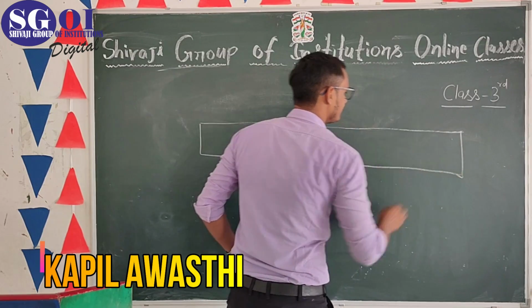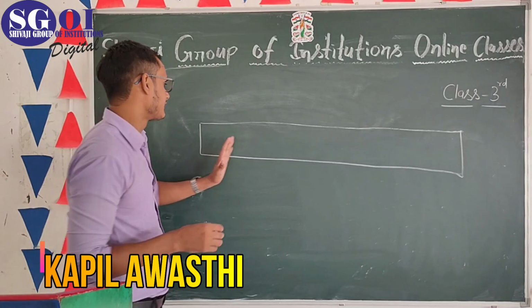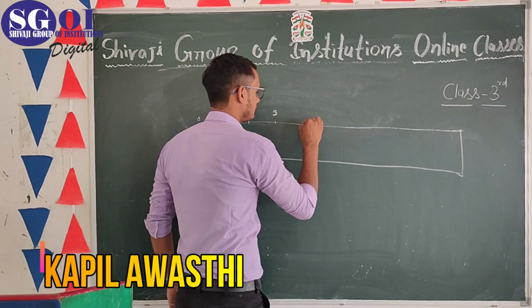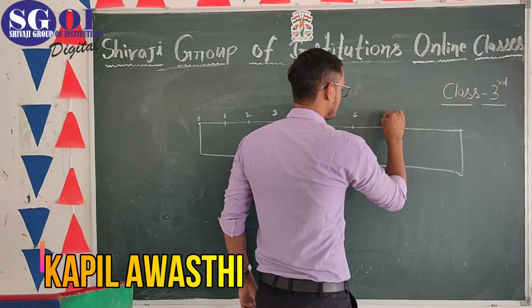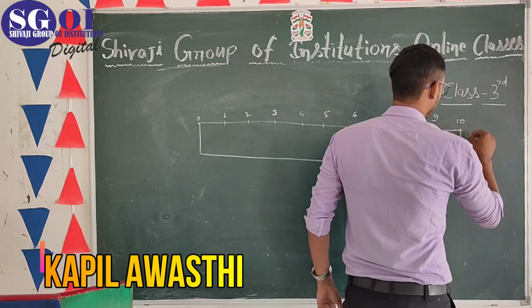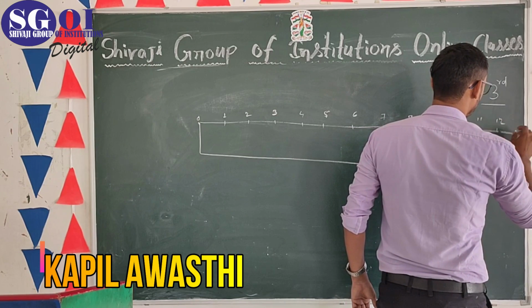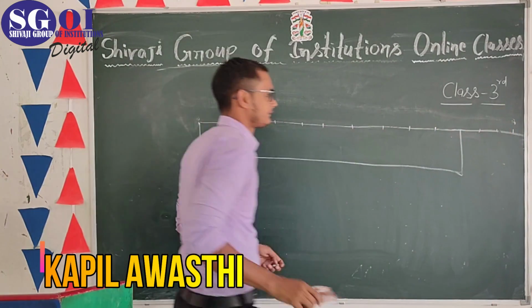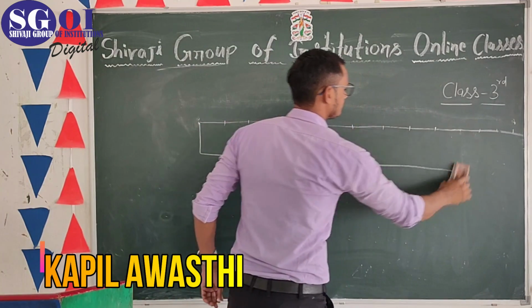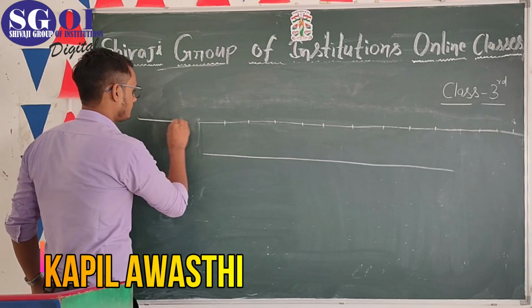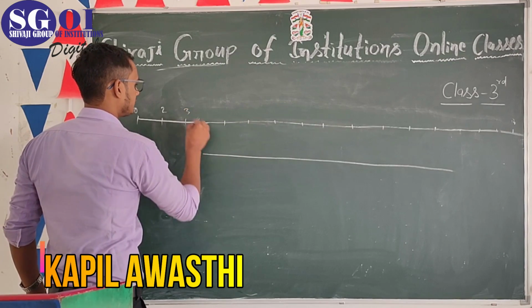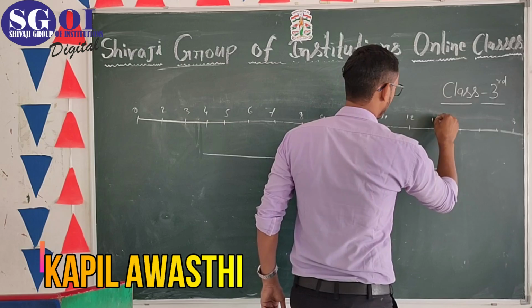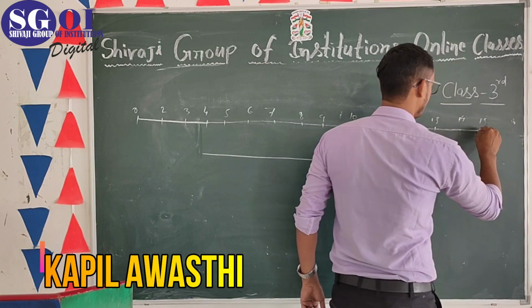The length of a scale is 15 centimeter. Okay, 0, 1, 2, 3, 4, 5, 6, 7, 8, 9, 10, 11, 12, 13, 14 and 15.